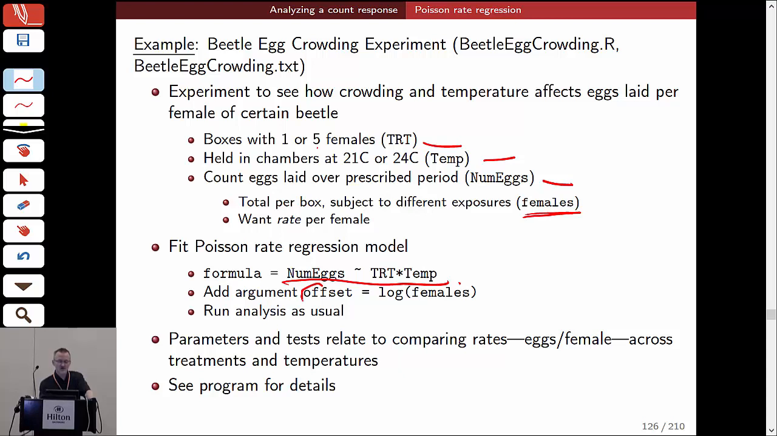But then there's an additional argument that goes into GLM, and that's the offset argument. And you just say offset equals the log of whatever your exposure variable was. In this case, the exposure variable is recorded under the variable named females. And then the parameters relate to testing, and tests relate to comparing the rates, the eggs per female, across the different treatments and across the different temperatures. Because we don't have enough time to go into the details of that, I don't have the program to show you here, but it's all in the program beetleeggcrowding.r on the website. So you can go home and run that and see what happened to those girls.